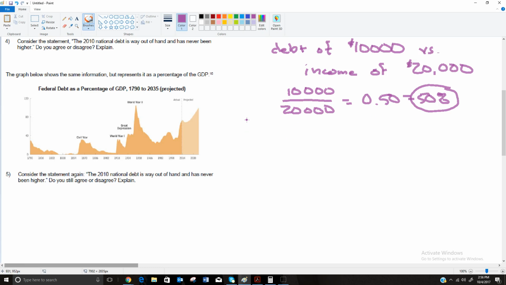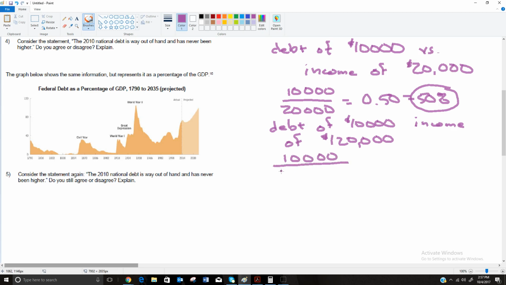So how does that compare? Well, is $10,000 a lot? It depends on what your income is. So let's say you had a debt of $10,000, same debt, but an income of $120,000 instead of $20,000. How does that compare? It's the same amount of debt, but we have a higher income. So $10,000 out of $120,000 comes out to be 0.083 roughly.